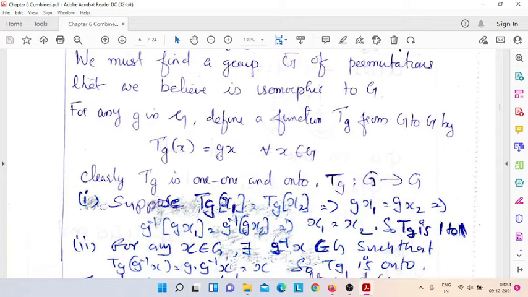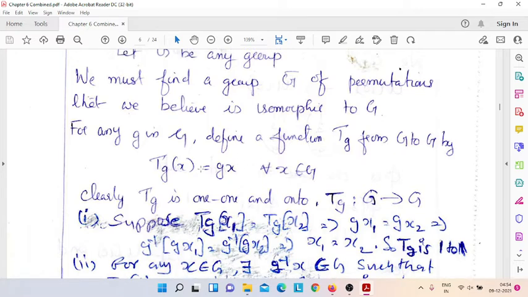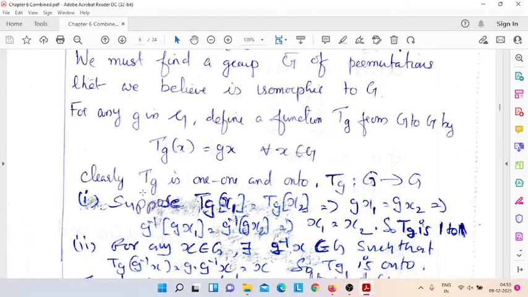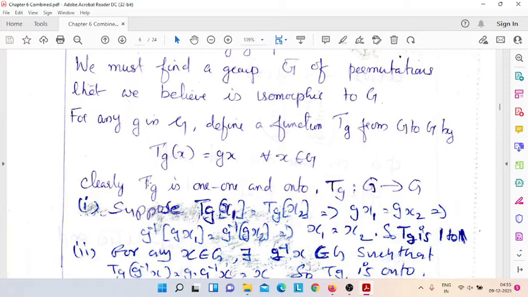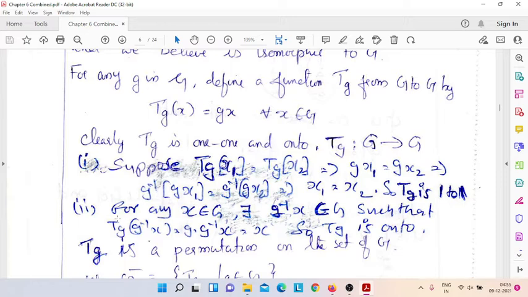Here, g is a fixed element. First we fix that element in G, and then we define Tg of x equal to gx, which is true for all x in G. Clearly, Tg is 1 to 1 and onto. We can prove that it is 1 to 1 and onto, and Tg is defined from G to G.